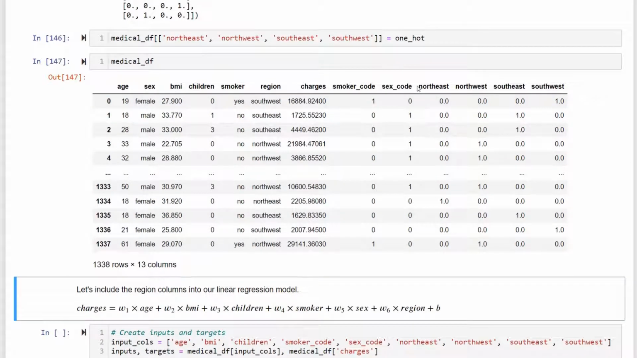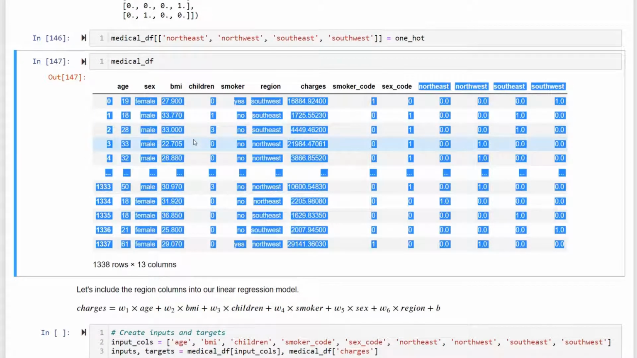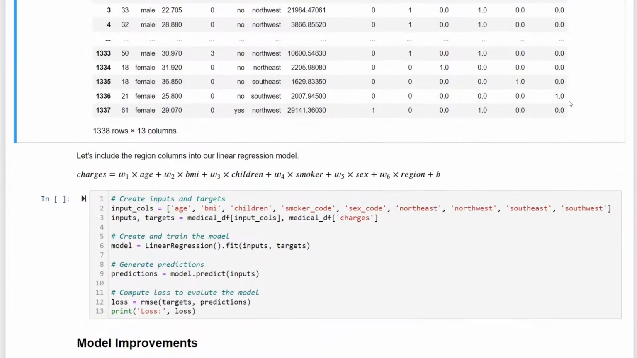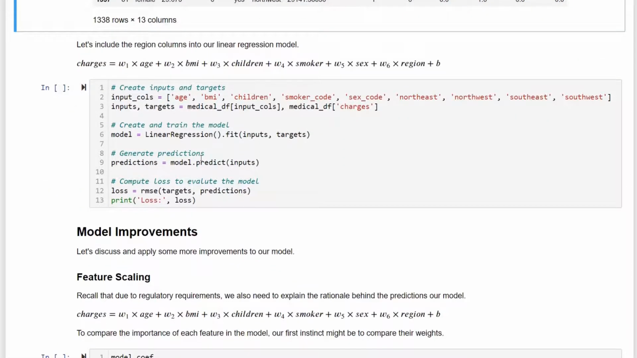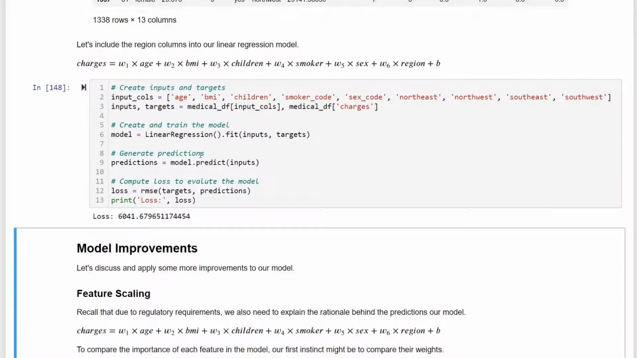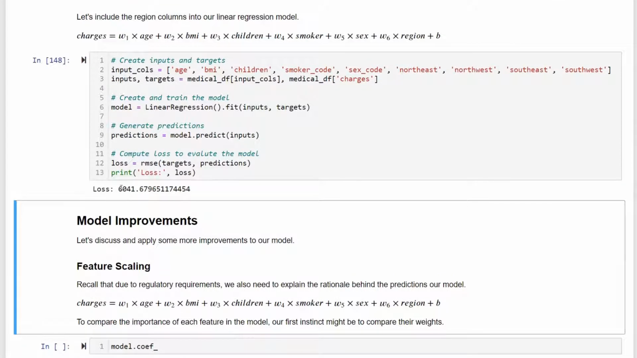There are 4 columns that have been created for me, and if you see, the southwest was labeled as 1.0 and the remaining 3 columns have been labeled as zeros. The southwest is labeled as 1 and the remaining are 0. In this way the one-hot encoding enables you to convert the categorical values into numerical values. Let's include those 4 columns in our model as well.